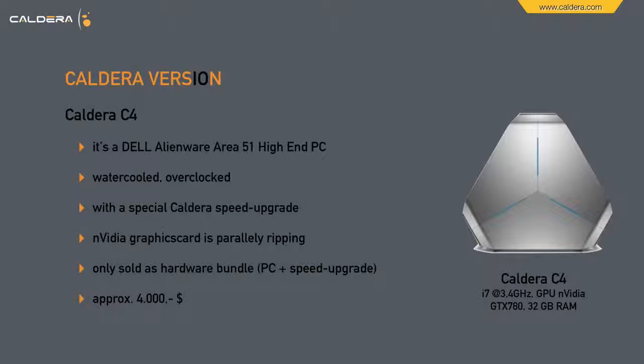The Caldera C4 is a Dell Alienware Area 51 high-end PC. It's water-cooled, overclocked, with a special Caldera speed upgrade. A NVIDIA graphic card is parallelly ripping. It's only sold as a hardware bundle, so PC plus speed upgrade, and the price is approximately $4,000. Let's see a little promo video about that beast.